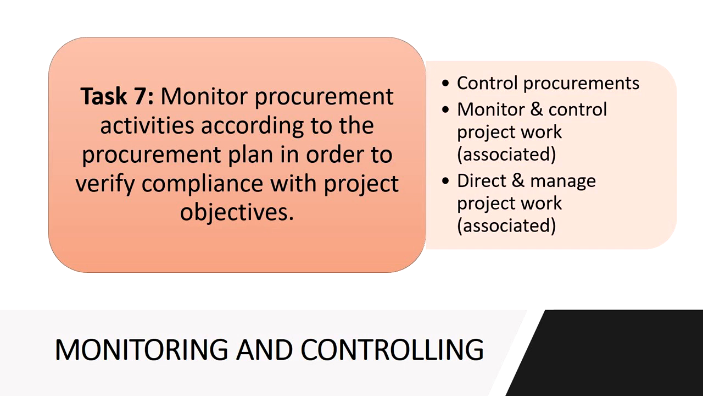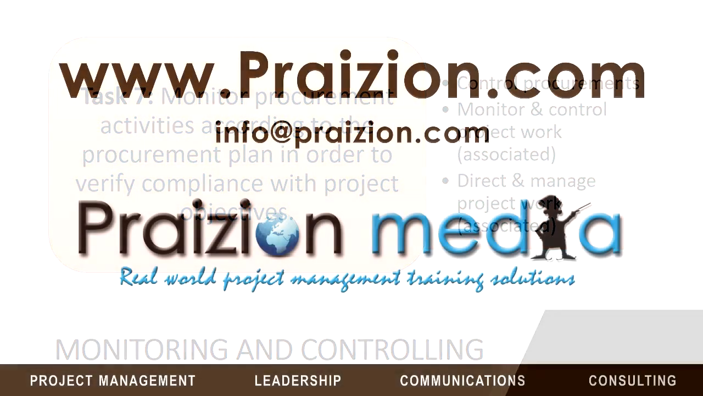So the processes that I see here are control procurement, monitor and control project work as an associated process, and also direct and manage project work, also associated. The main reason being we get work performance data from direct and manage project work, and work performance information comes out of control procurement and goes to the monitor and control project work process. So I hope that helps you frame your studying for the PMBOK Guide 6th edition or even 5th edition, regardless of the exam you're going to take.